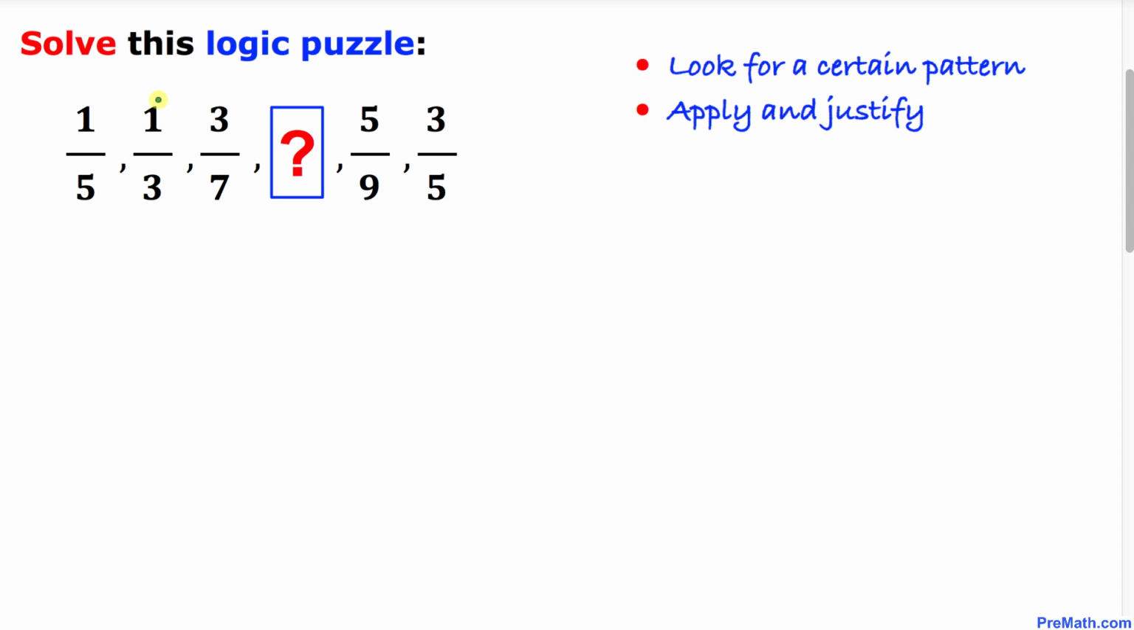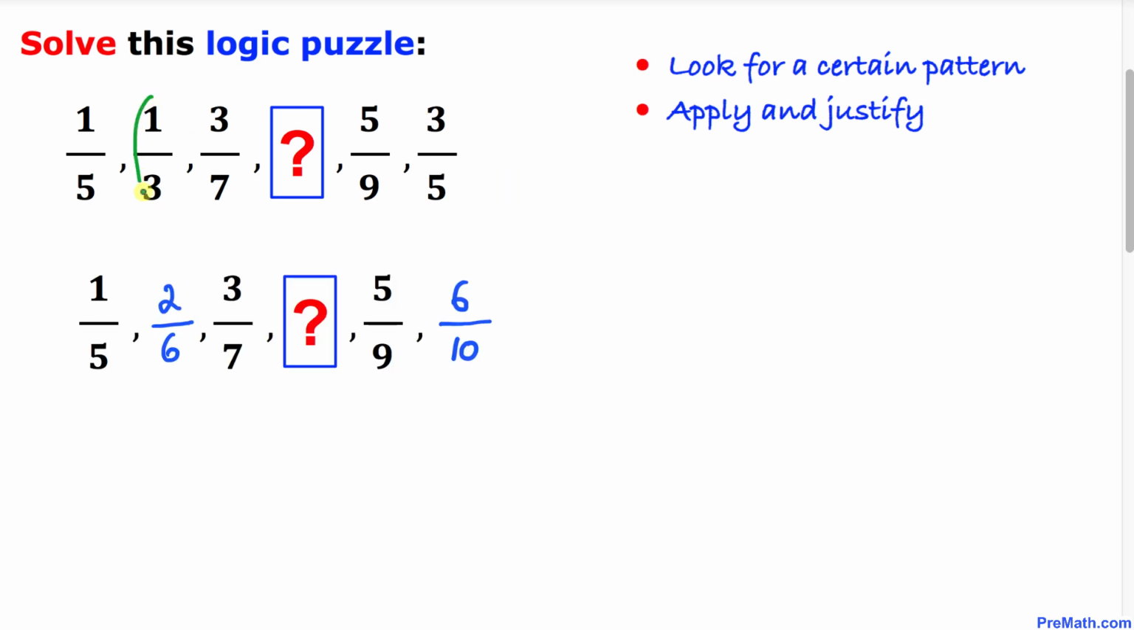Let's focus on these fractions, 1 over 3 and 3 over 5. Let's go ahead and multiply and divide this fraction by 2, and likewise this fraction by 2. So the numerator 1 times 2 is going to give us 2, and the denominator 2 times 3 is going to become 6. Likewise, on the numerator 2 times 3 is 6, and the denominator 2 times 5 is going to become 10.